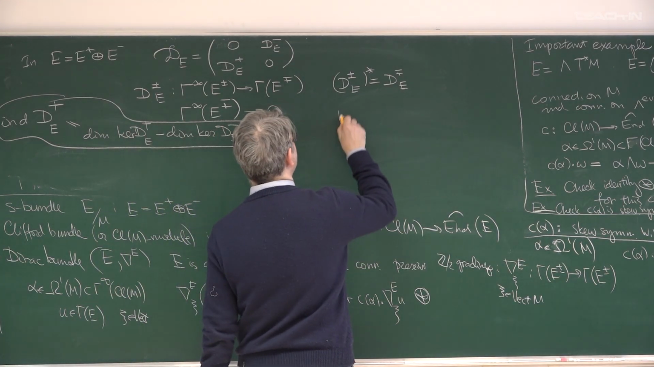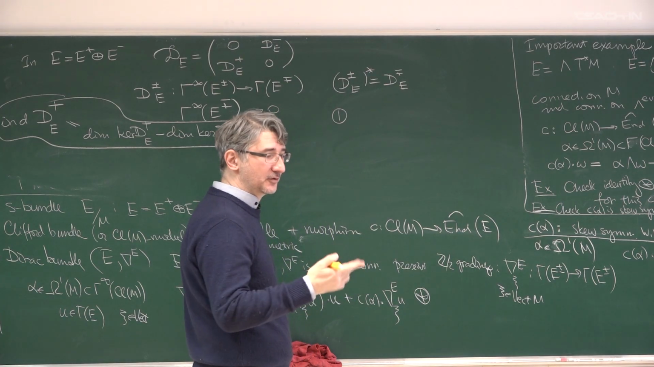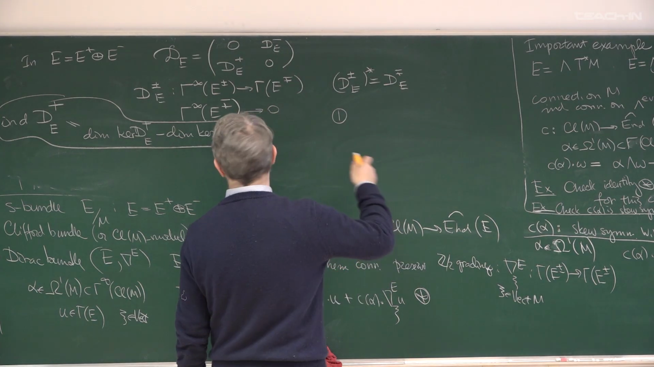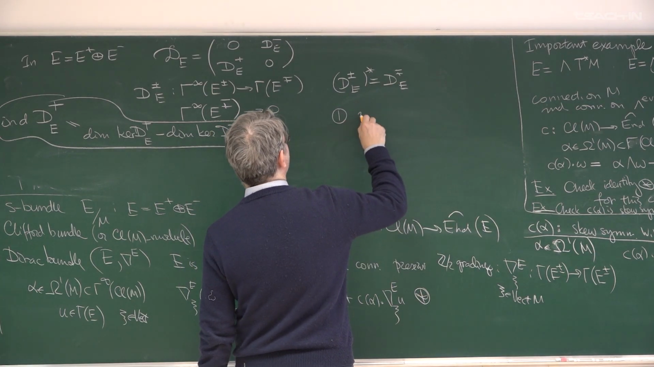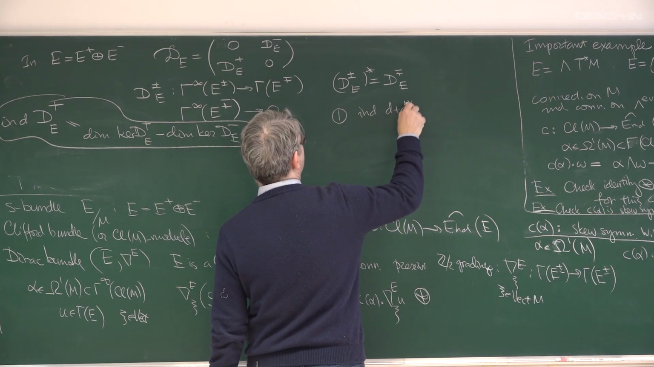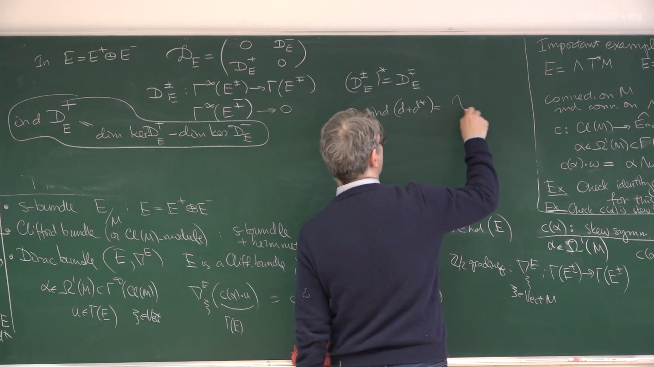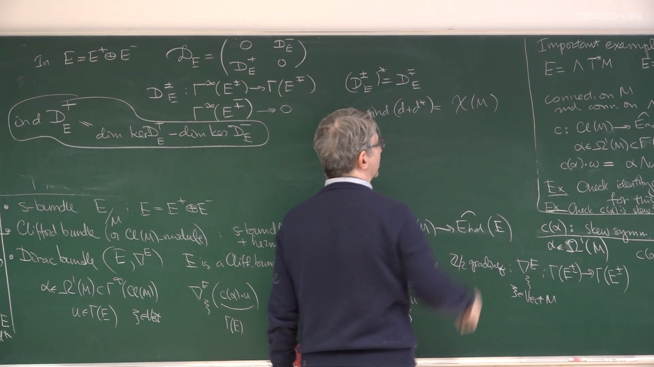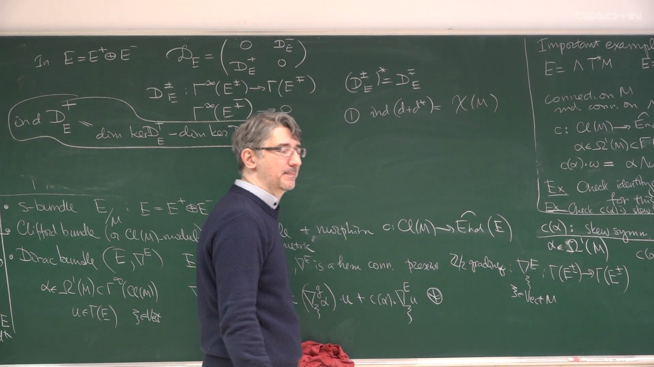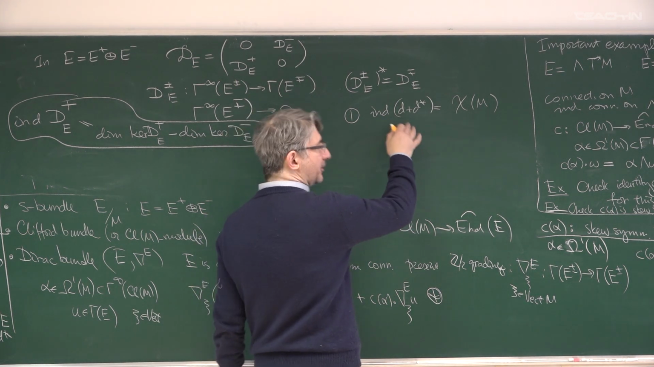Okay, the first question is very simple. Every question consists of 2 parts. The first question is very, very simple: what is the index of the Hodge-de-Rham operator? Actually, it is equal to the Euler characteristic of the manifold M. Not difficult, but we already talked about that.